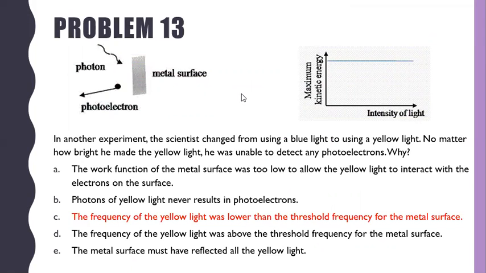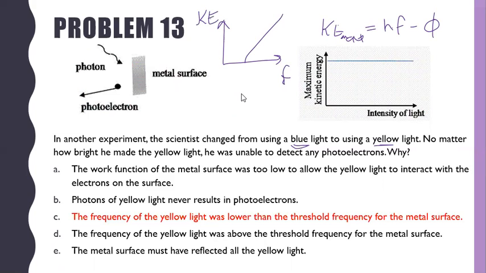All right. Now we're going to change from using blue light to using violet light. And then he finds out nothing happens. Why? Well, if I plot the equation we've written a few times, the maximum kinetic energy is equal to hf minus work function. If I plot that, it looks like this.